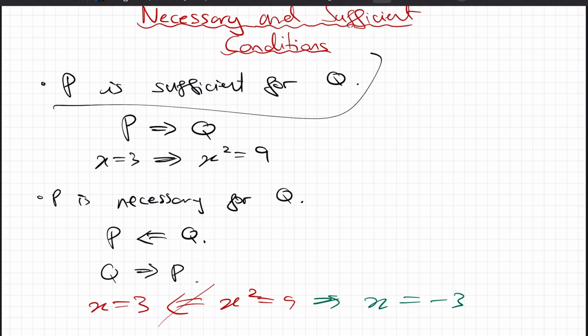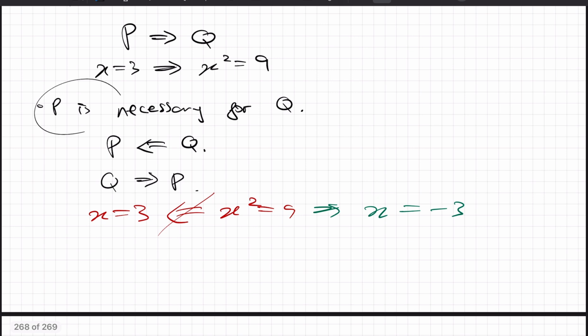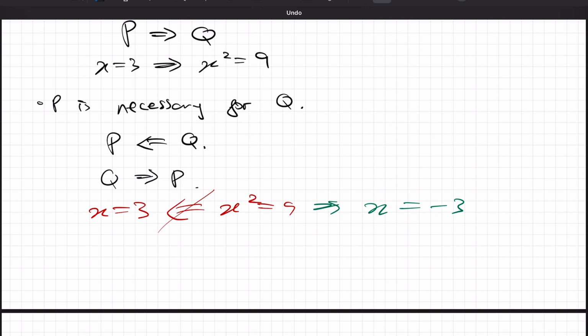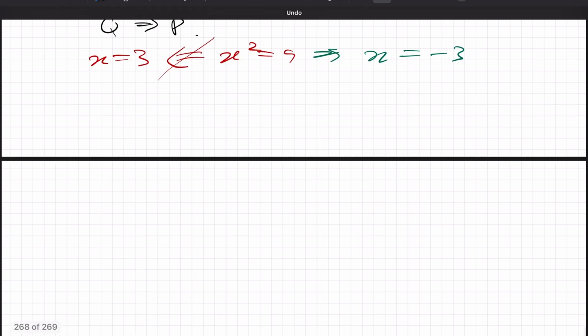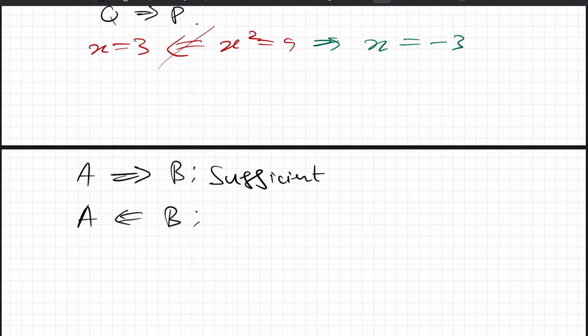So it's important you look at the order. If we say P is necessary for Q, it's generally in that order, because they'll usually say something is necessary for something else. And you can just think about it in terms of the direction of the arrow. So simply a right pointing arrow means is sufficient, like A is sufficient for B, and a left pointing arrow implies A is necessary for B.